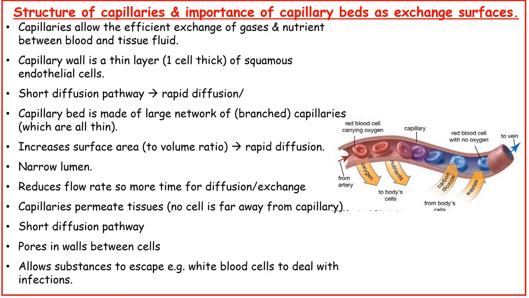A capillary bed is made of a large network of branched capillaries which are all thin. This increases the surface area to volume ratio for rapid diffusion. They have a narrow lumen which reduces the flow rate, so there is more time for diffusion or exchange. Capillaries permeate the tissues and no cell is far away from a capillary. There is a short diffusion pathway.